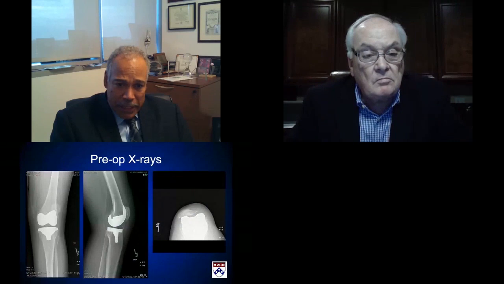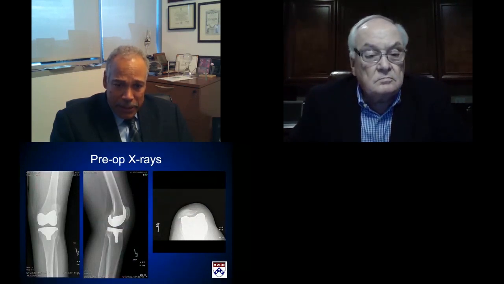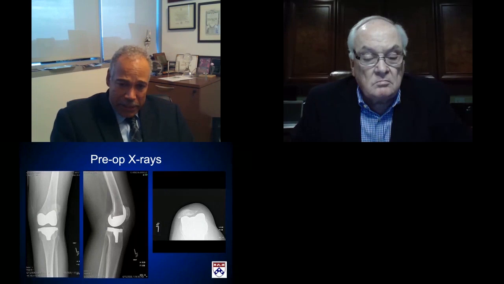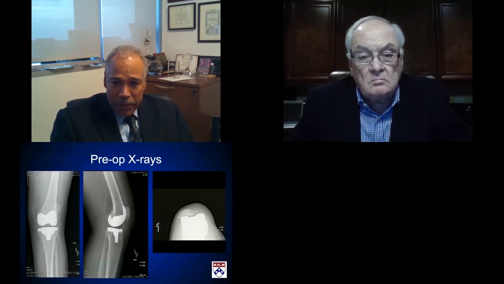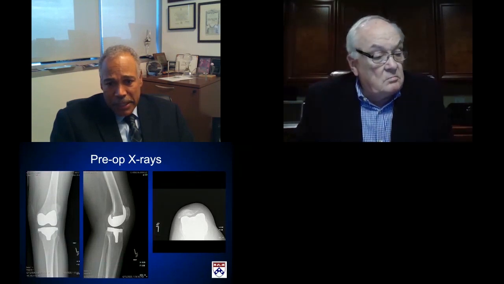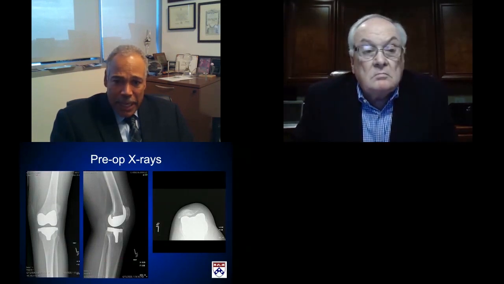So you can look at these x-rays and you'll see that there is some widening medially, consistent with some instability in extension. And this patient also had some instability in flexion, perhaps slight decrease in the posterior condylar offset. And you'll also notice on the sunrise view that the patella is subluxed laterally and the patellar component has sheared off.